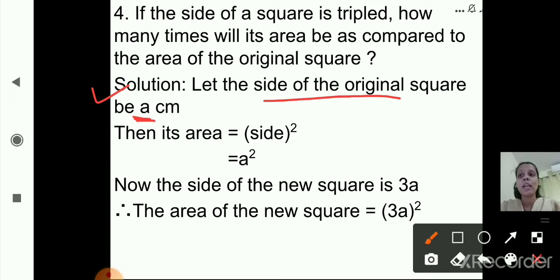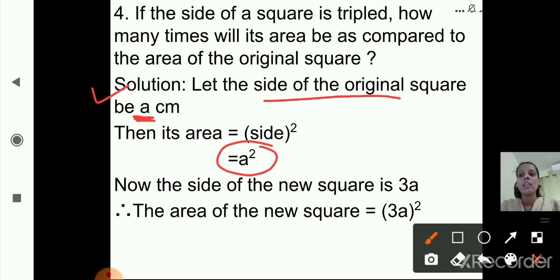Then its area is equal to, what is the formula to find out the area of a square? Side square, right? Side multiplied by side. So if the side is a centimeter, then what is its area? A multiplied by a, that is a square. Okay, so this is the area of the original square, that is a square.